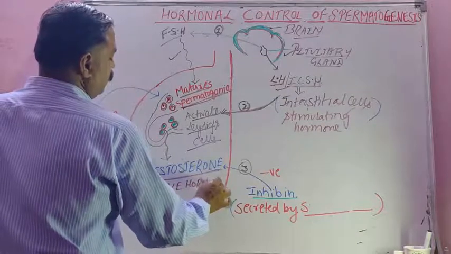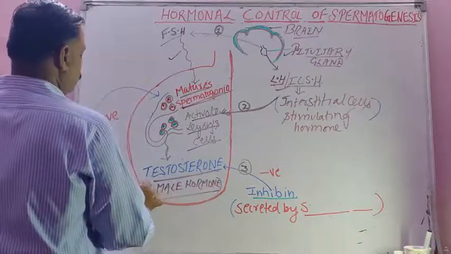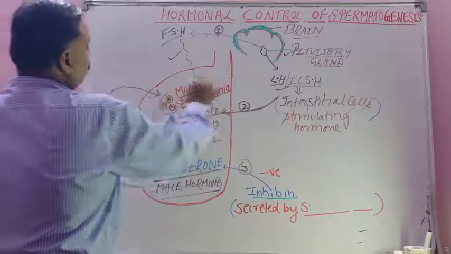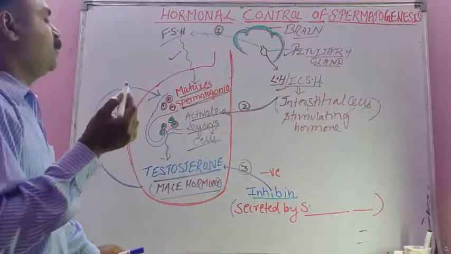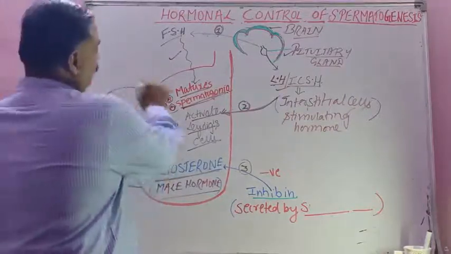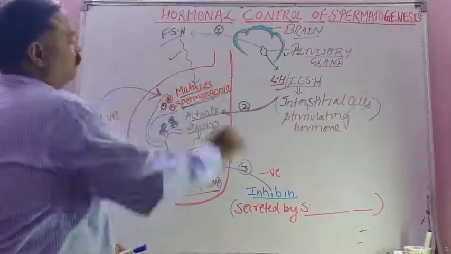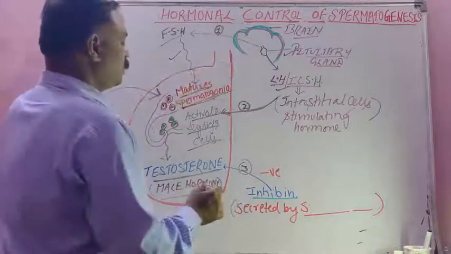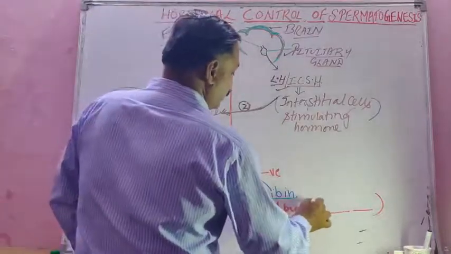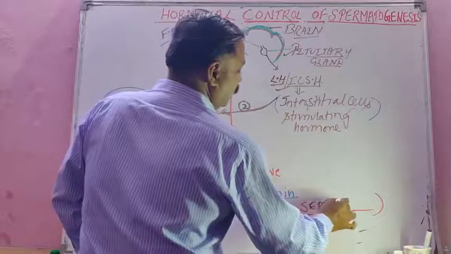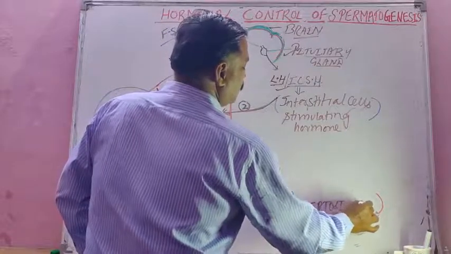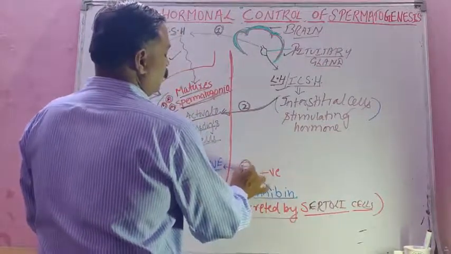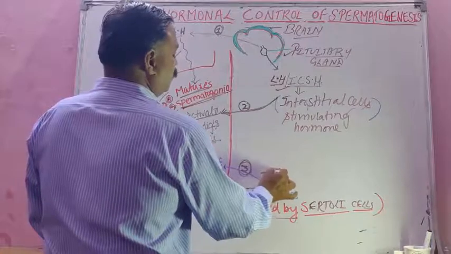And this male hormone also stimulates the production of sperm, that is called spermatogenesis. Now this thing should be inhibited. Production of the sperm and maturation of spermatogonia should be controlled. So finally, Sertoli cells secrete inhibin hormone, the third hormone, and this gives the negative feedback.